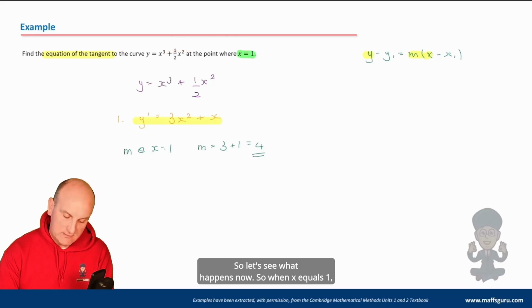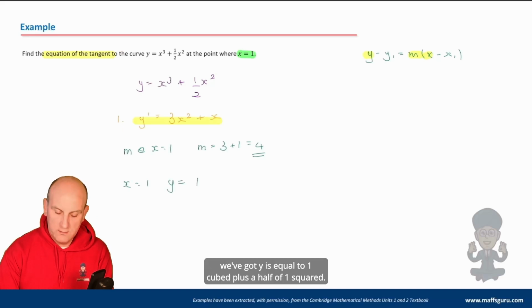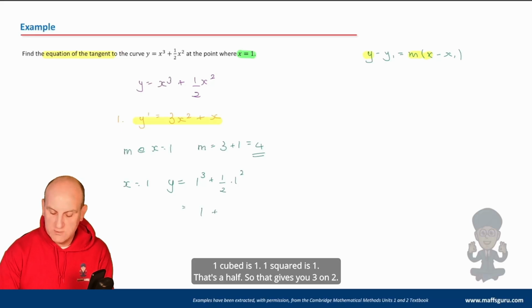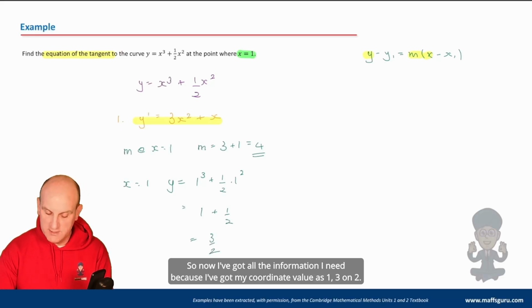So let's see what happens now. When x equals 1, we've got y is equal to 1 cubed plus a half of 1 squared. Well, 1 cubed is 1. 1 squared is 1, and that's a half. So that gives you 3 on 2. So now I've got all the information I need, because I've got my coordinate as 1, 3 on 2.